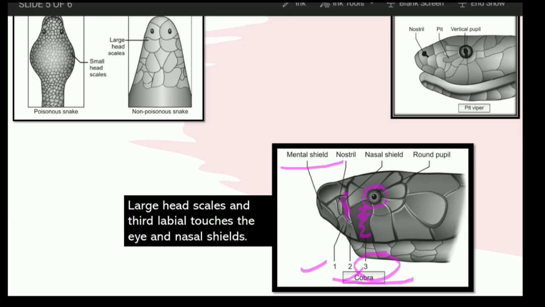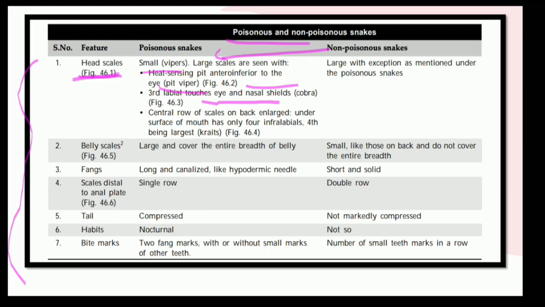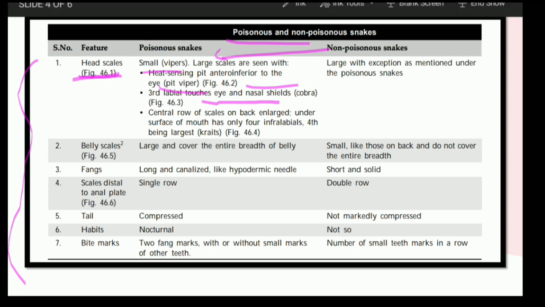Look, this is a pit viper, and here we can easily see the pit that is present on the anterior inferior portion of the eye. In the case of non-poisonous snakes, the head scales are large, as mentioned, and there are some exceptions. Look at this. You might not say that large head scales are the basic defining feature of non-poisonous snakes, because in the case of some poisonous snakes you can see large head scales, and it has been excellently explained to you with the help of pictures and examples.